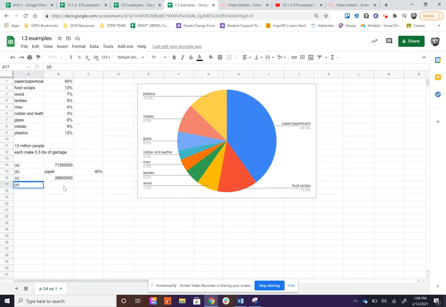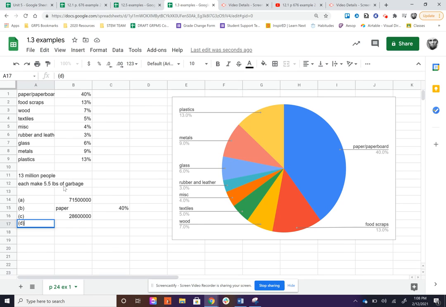All right, and then D says, which is the smallest slice of the pizza and what percentage does it represent? So if I'm looking at this, I see that rubber and leather represent 3%. And then lastly, we're getting asked the same question, which is how many pounds does that represent for total garbage in Illinois? So I'm going to say equals the total times the actual percentage, enter, and it ends up being about 2,145,000.